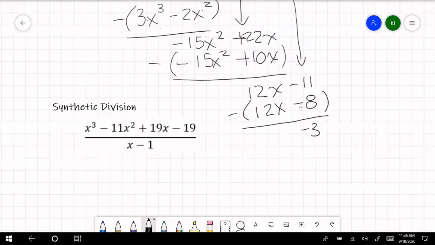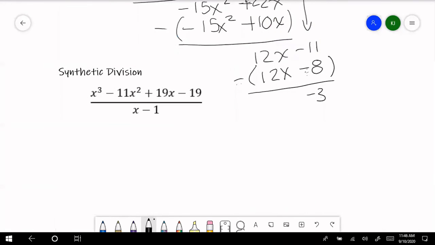So that's the harder one. Polynomial long division is the harder one. Synthetic division is considerably easier, but it's also very, very limited. So you're going to want to pay attention.